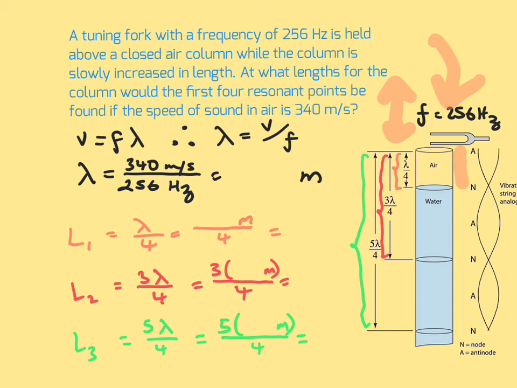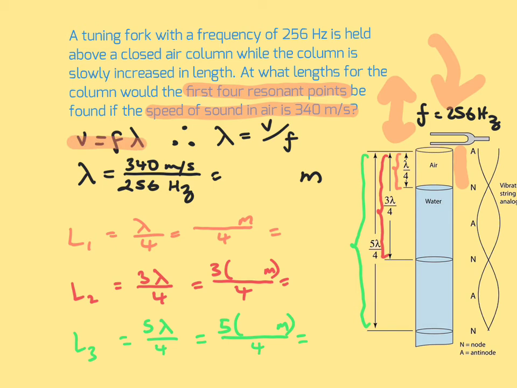This is a very common lab that's sometimes done to get the speed of sound. What lengths for the column would the first four resonant points be found if the speed of sound was 340 meters per second? Of course, you may not be given that. You might just be given a temperature and asked to solve for the speed of sound. But we're just going to use a basic wave equation here. V is equal to F lambda.